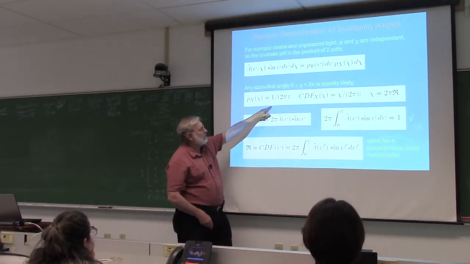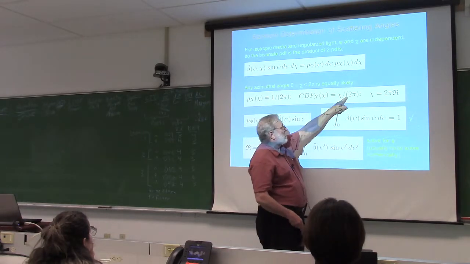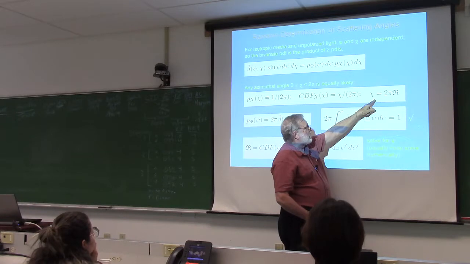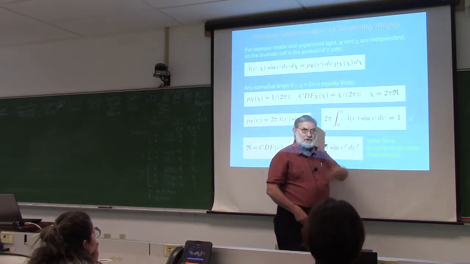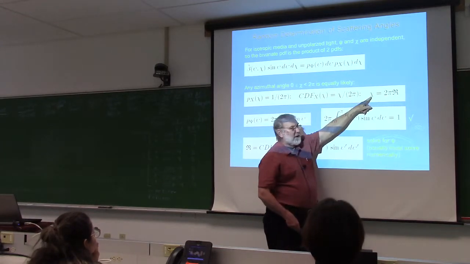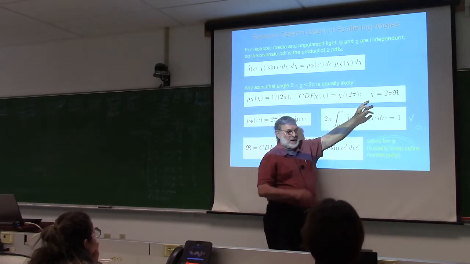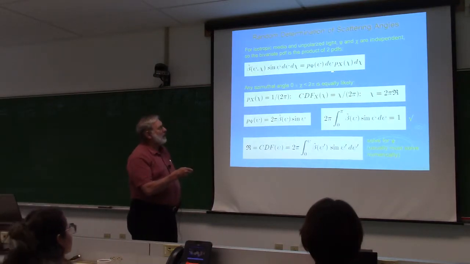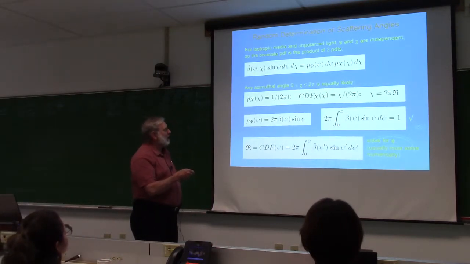So the CDF, if I integrate that, is just chi over 2 pi. Set that equal to r and solve it. And that says to determine the azimuthal angle, draw the value r, multiply it by 2 pi, and you get the angle in radians. Okay, cool. So now I figured out the PDF here for this guy.